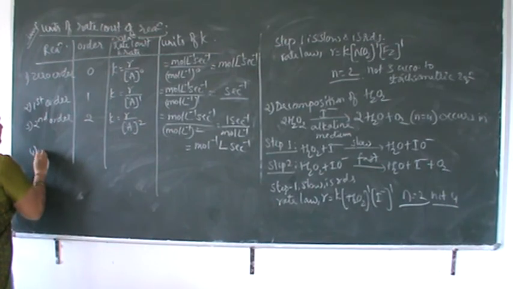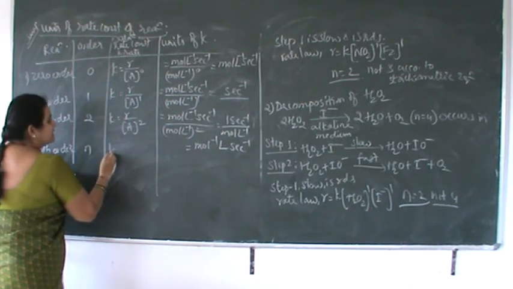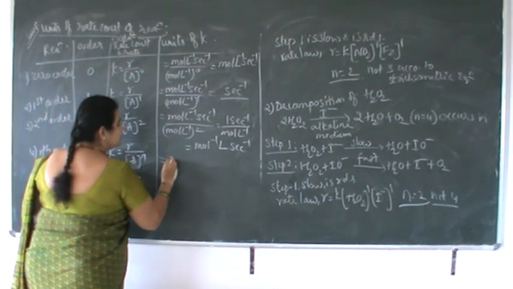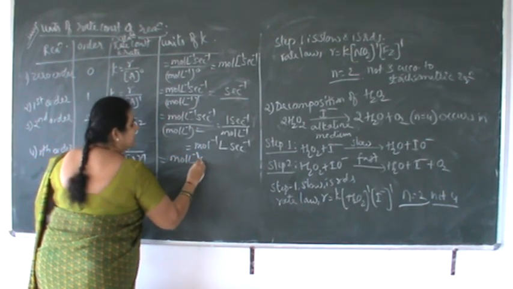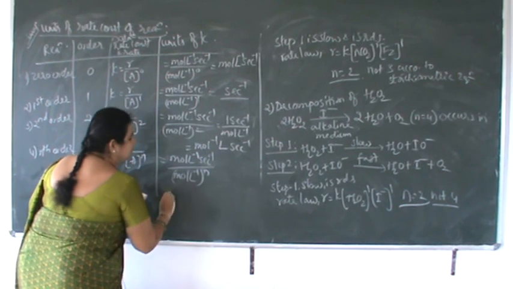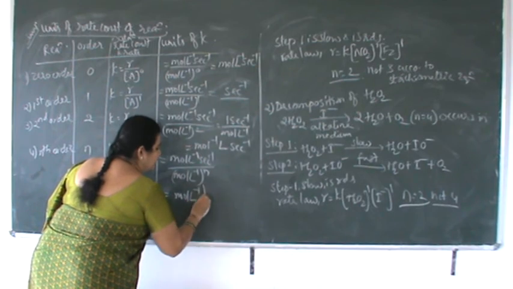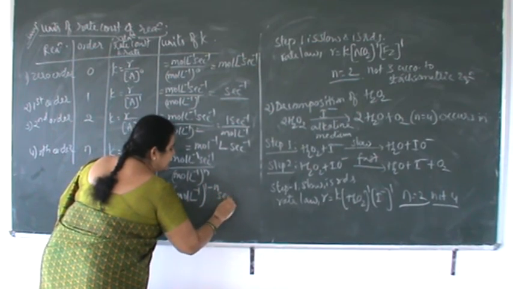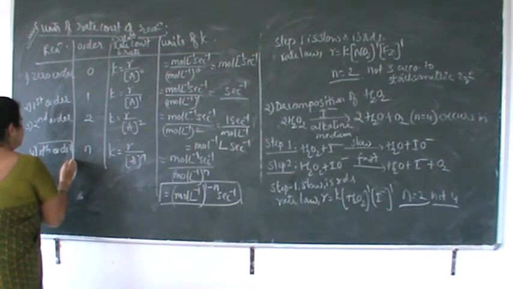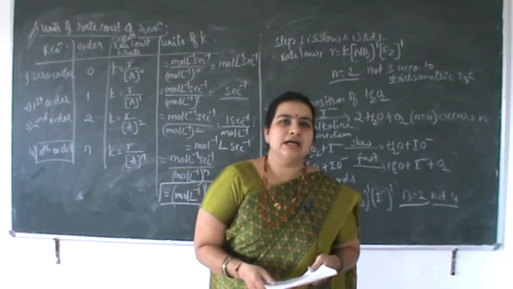Similarly, last one, for the nth order reaction, order is n. The relation between rate constant and rate is given by R divided by A raised to n. So units will be moles per liter second raised to minus 1 divided by moles per liter raised to n. So that unit will be moles per liter raised to 1 minus n into second raised to minus 1. Remember this unit for the nth order reaction. Here I will wind up my class, and in the next class I will solve some problems.